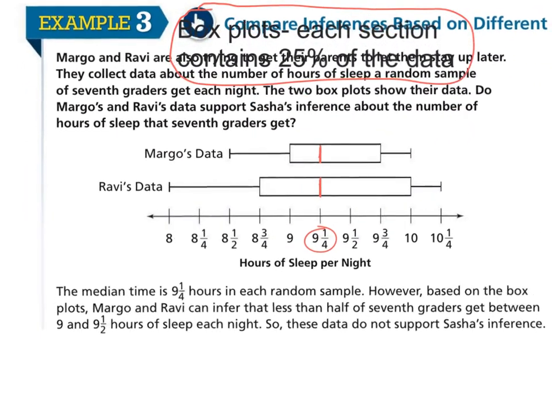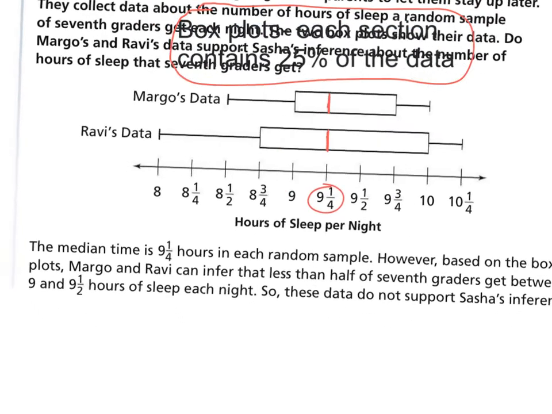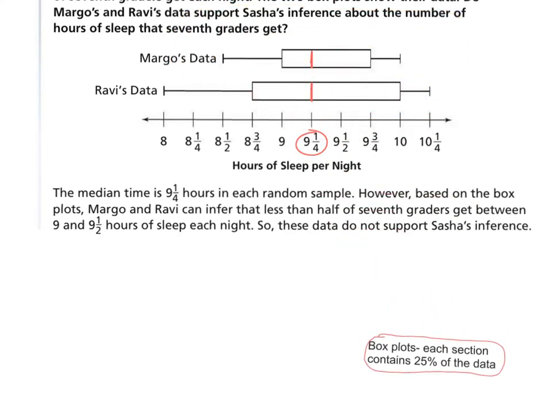So they're asking, do these data support Sasha's inference? They said the median is 9 1/4 in both of these samples, but based on the box plots, Margot and Ravi can infer that less than half of 7th graders get between 9 and 9.5 hours of sleep each night. So these data do not support Sasha's inference.